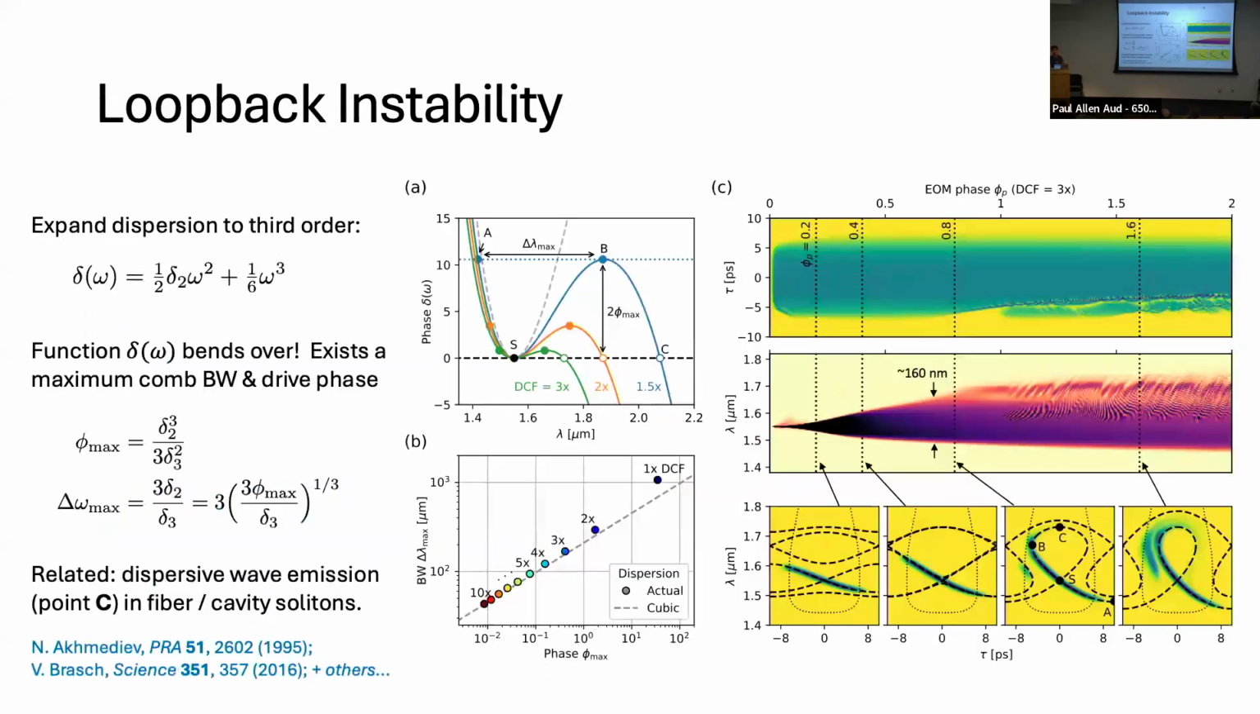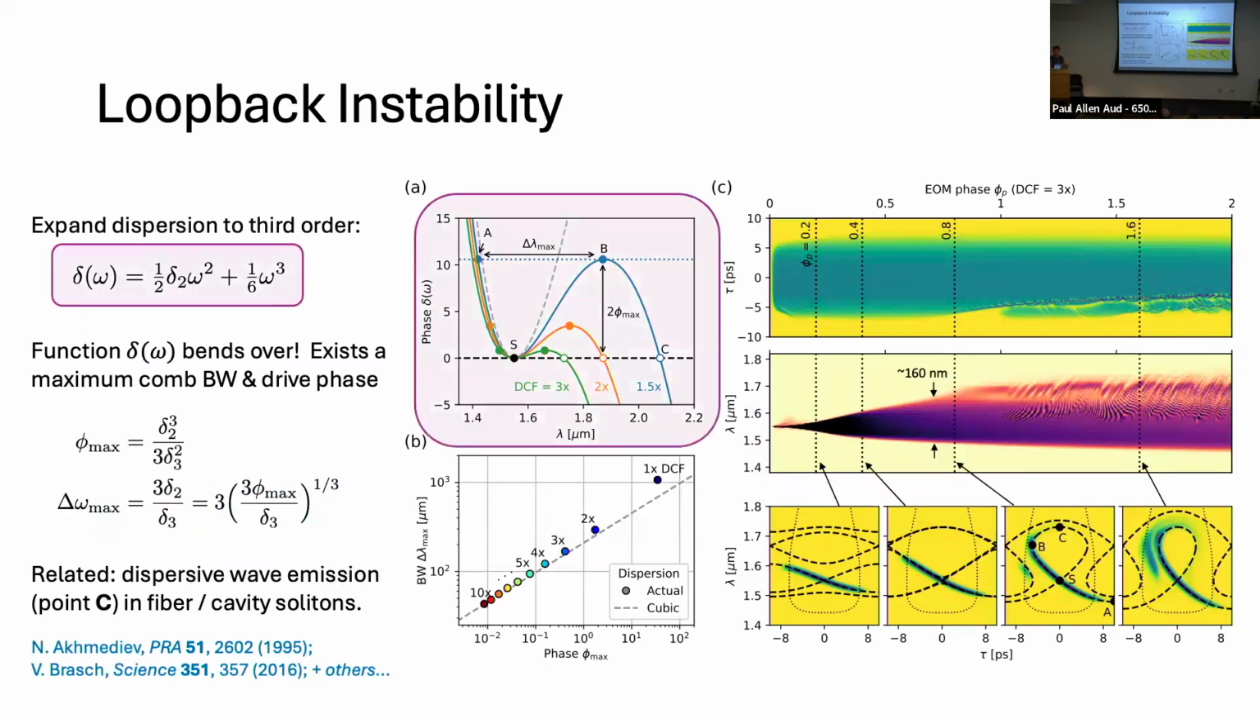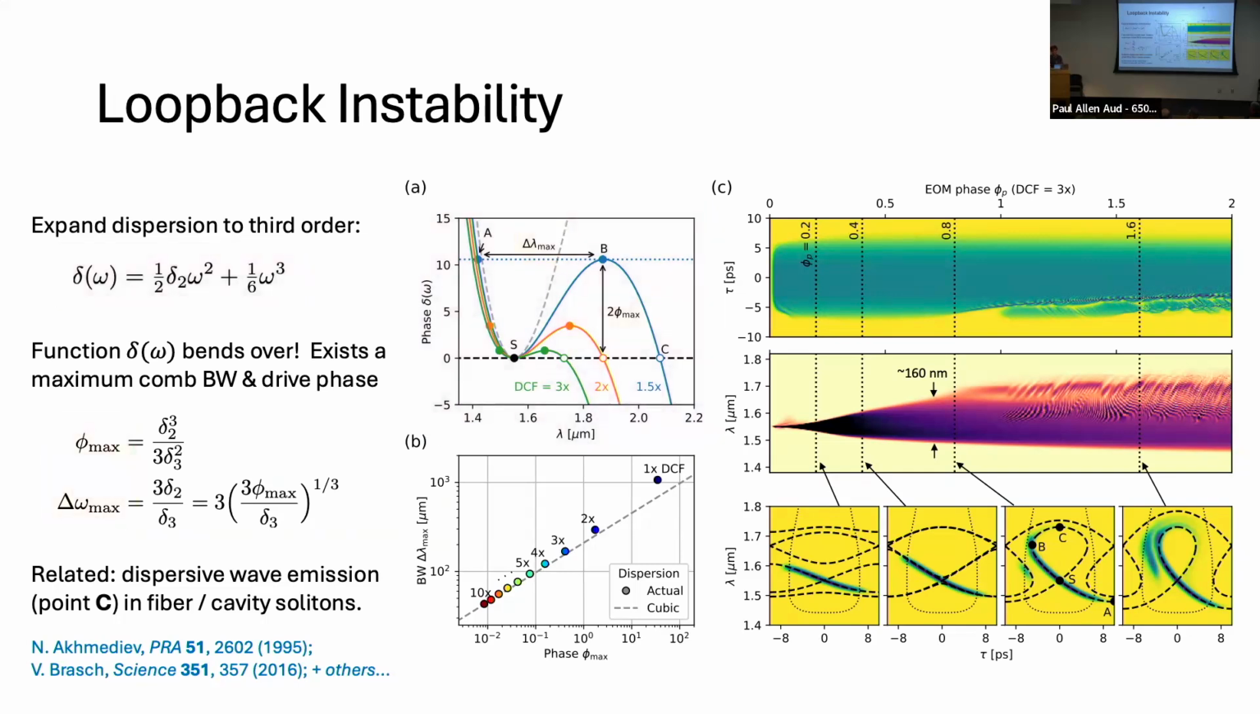For loopback instability, you can expand dispersion. If you expand dispersion to third order, you're going to find that your delta omega curve, basically the integrated dispersion, is bending over. And this is something that people in the Kerr comb community have realized for a long time. But for this QAM OPO, what this does is it gives you a maximum bandwidth and a maximum phase modulator drive. And the concept of this loopback is very closely related to dispersive wave emission, which in Kerr combs or Kerr solitons, this dispersive wave forms at basically this point C here, which is the top of the loopback.